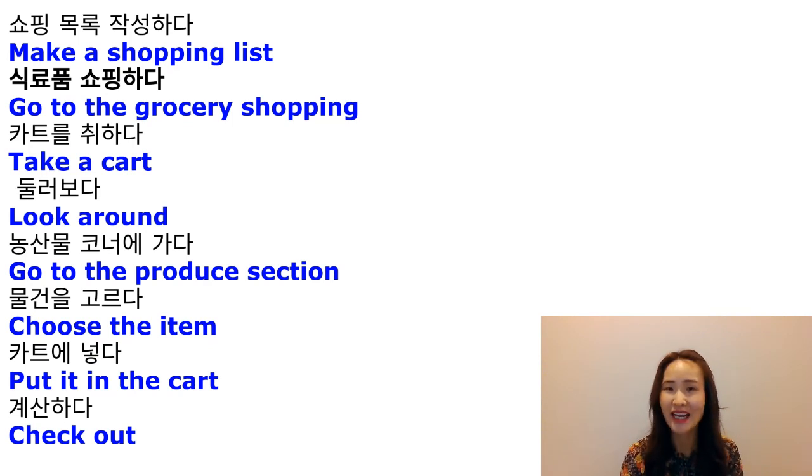Okay, let's repeat one more time. Make a shopping list. Go grocery shopping. Take a cart. Look around. Go to the produce section. Choose the item. Put it in the cart. Check out. Right? Okay, and then you go to the grocery market because the item you are looking for, the item you need, is not there, right? You don't have that. So let's talk about this vocabulary, 없다.